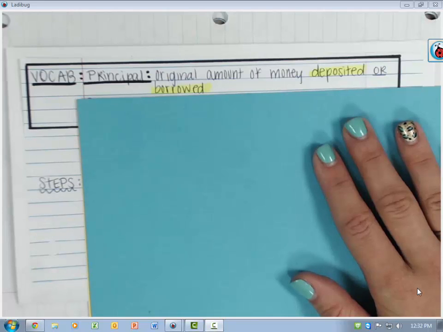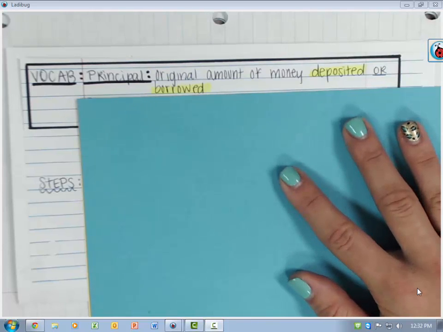Okay, so principal, think about the original amount. Maybe we think about the principal because the first person in a school is the principal, right? The principal starts the school, so maybe that's what we think. The original amount of money we put in or borrow.